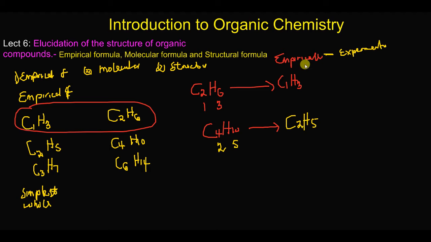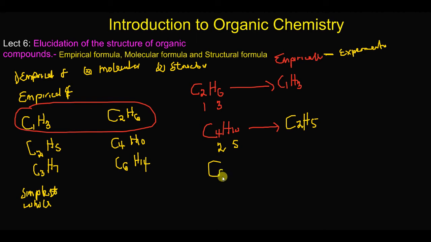So the word empirical simply comes directly from experiment. That means direct from experiment. And so direct from experiment, normally the compounds come in the form of their simplest unit or state. So basically that is why, when you say empirical formula, it shows us the simplified whole number ratio of each element within a compound.